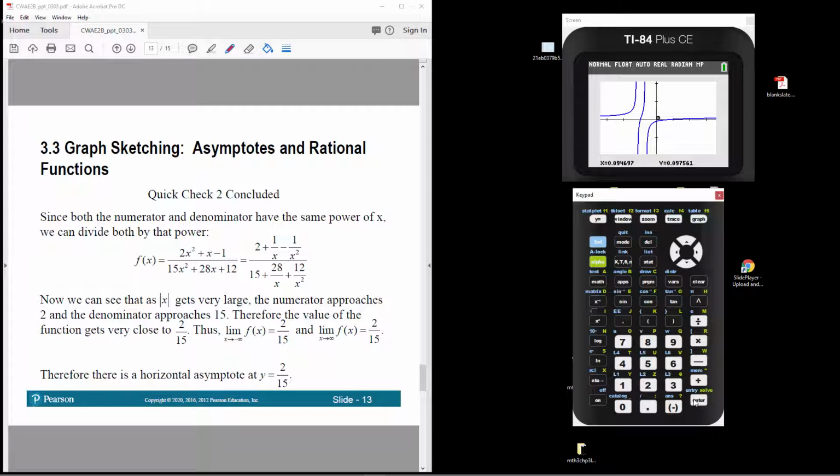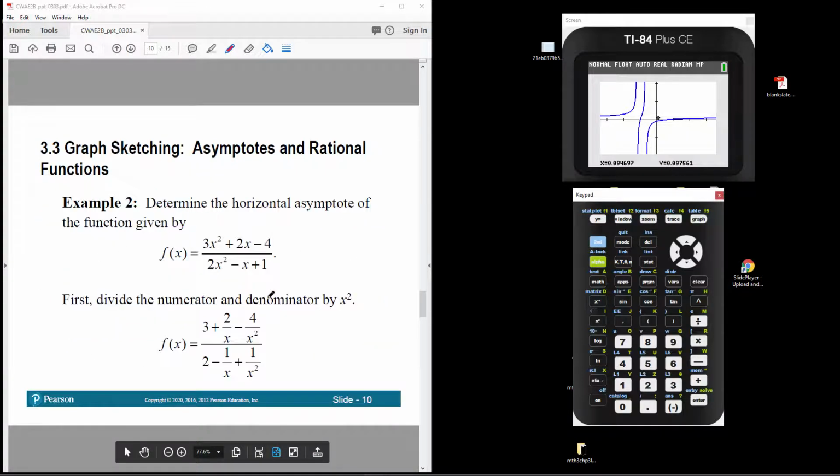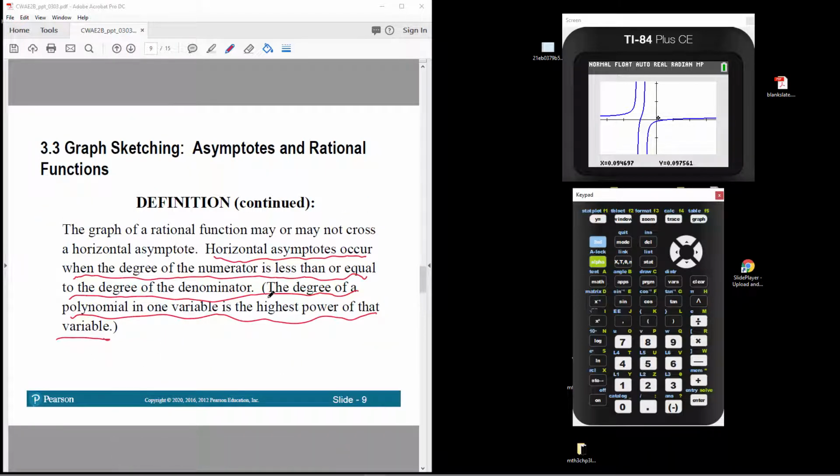Now notice it also says, going back, the graph of a rational function may or may not cross a horizontal asymptote. So you can see in this case at 2/15 it doesn't cross, but this other line does cross. So it has a horizontal asymptote at 2/15.